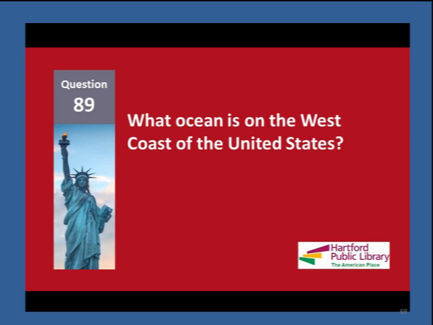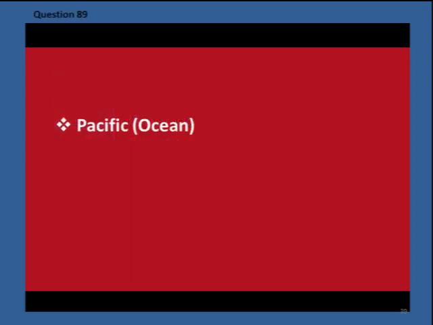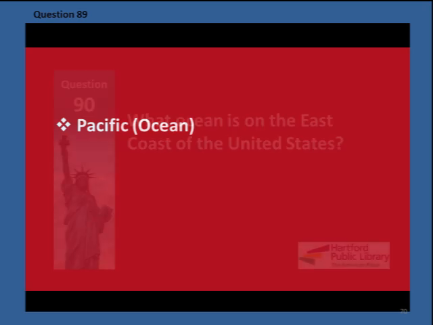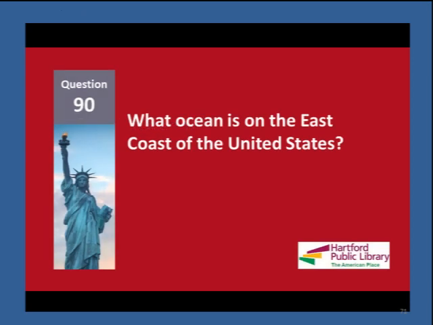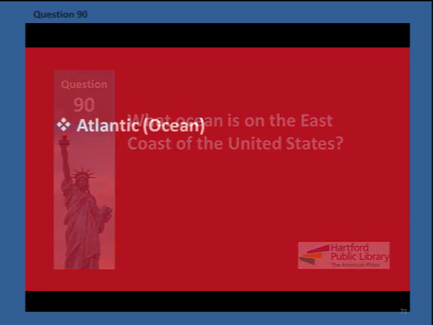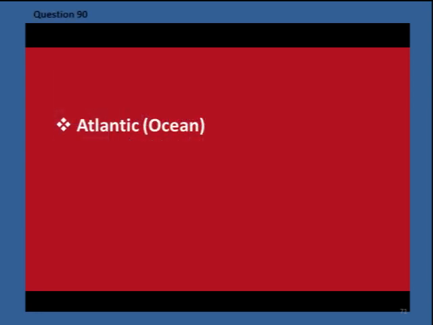Question 89. What ocean is on the west coast of the United States? The Pacific. The Pacific Ocean is on the west coast of the United States. Question 90. What ocean is on the east coast of the United States? The Atlantic. The Atlantic Ocean is on the east coast of the United States.